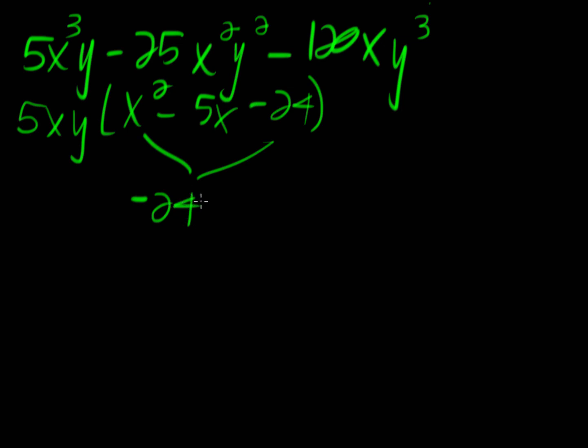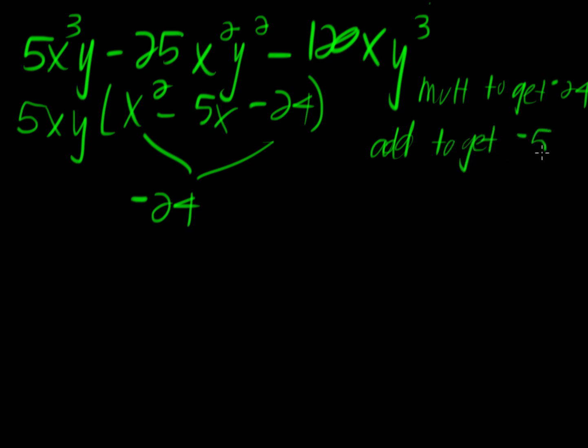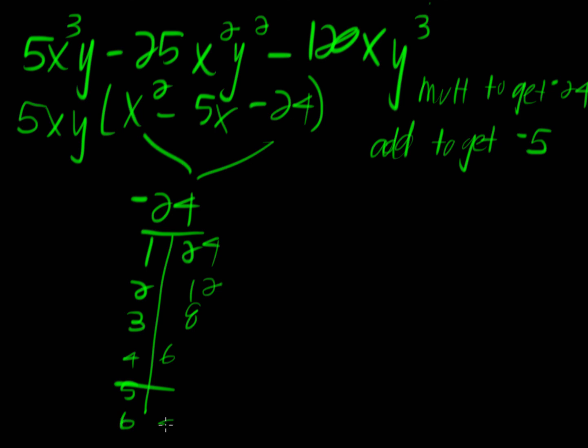Once that GCF is factored out, I want to multiply my a term and my c term together to get negative 24. And if we want, we can still write that statement of multiply to get negative 24, and we're adding to get that middle term of negative 5. So 24, that would be 1 times 24, and 2 times 12, and 3 times 8, and 4 times 6. 5 doesn't go into it, and 6 times 4. I've started repeating, so I can stop.